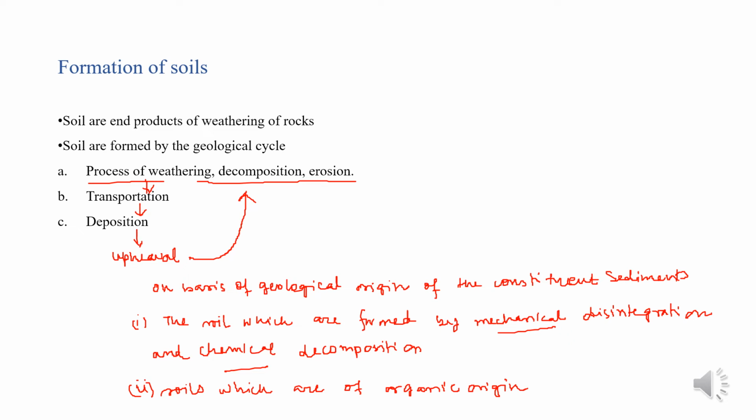Another type of soil, not related to the disintegration of rocks, is the soil of organic origin, which is mainly formed due to the decomposition of plant and animal matter. Like in forest areas, the soils are usually of organic origin. Okay.